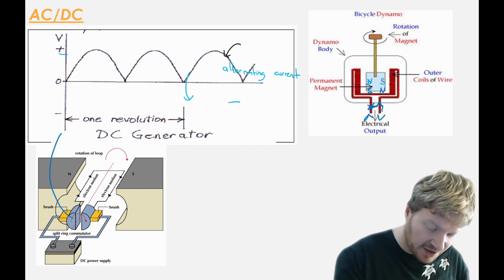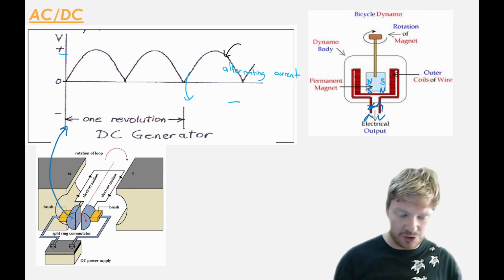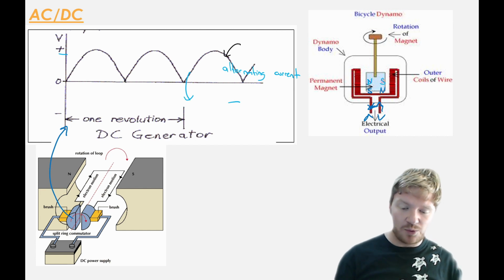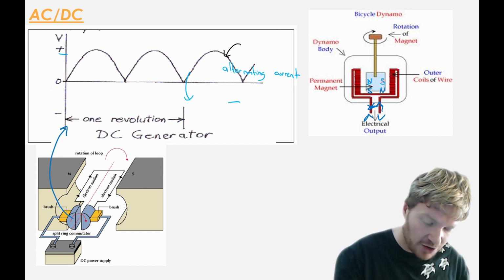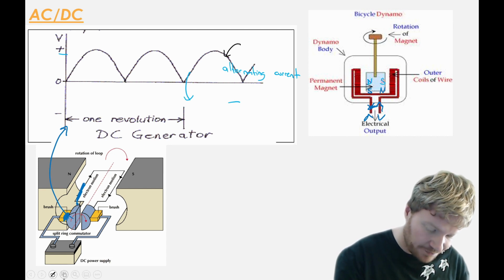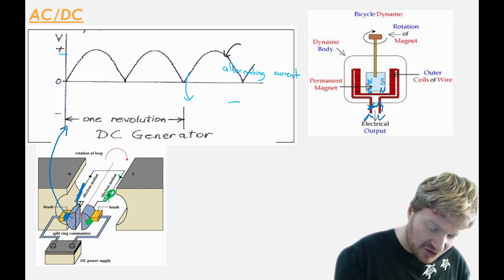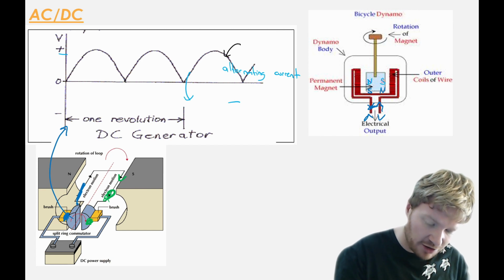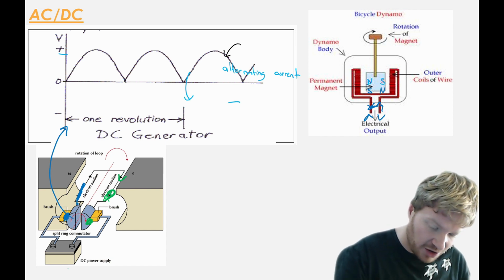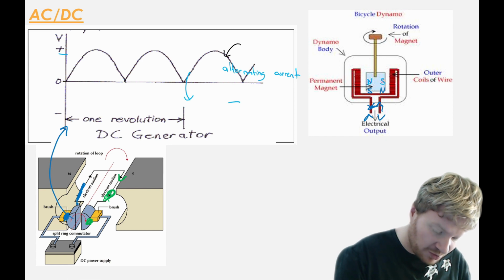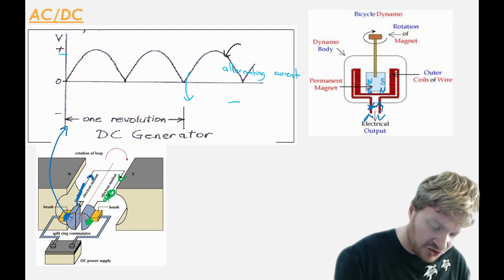The exception is something like this. If I use a split ring commutator, then I'll see this, because if you think, whatever's on this side is always connected to here. Whatever's on this side is always connected to this side. And if you think, whatever's on this side is always going to be generating current coming down the page, whatever's on the other side will always be generating current coming out of the page.